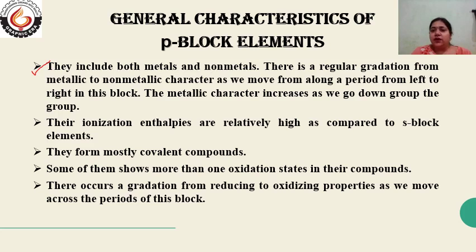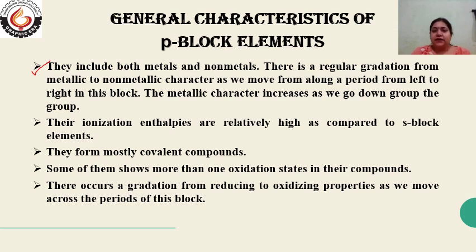There is a regular gradation from metallic to non-metallic character. Although some are metals and some are non-metals, it goes from metallic character to non-metallic character from one side to the other. It is not like metals and non-metals are scattered in the p block. It is going from one side to another side, mostly from the left side to the right side. Left side elements are more metallic in nature and on the right side it gradually goes to the non-metallic character.